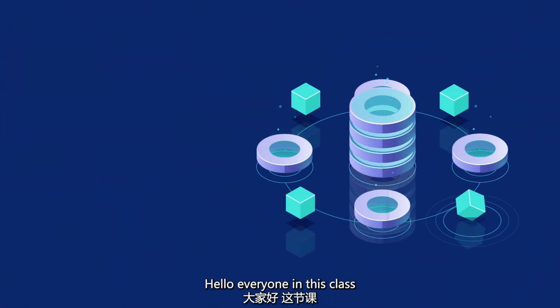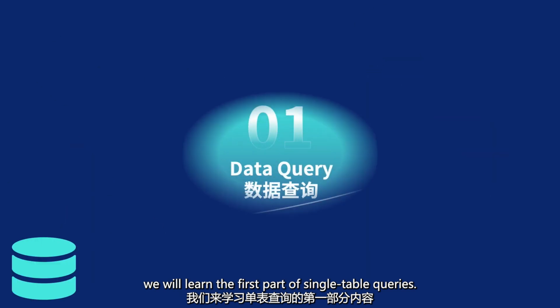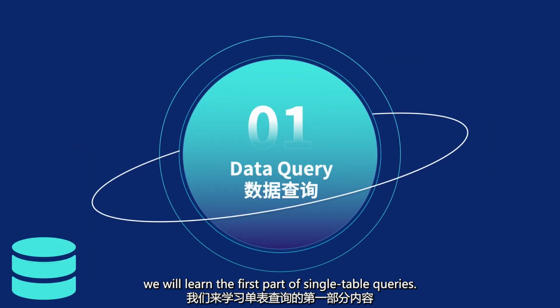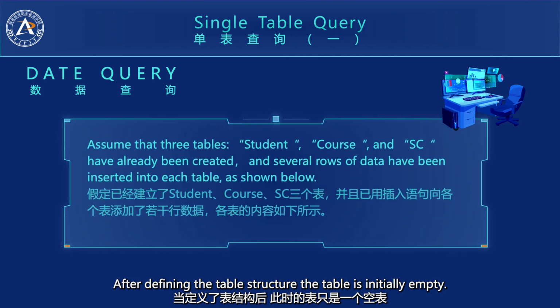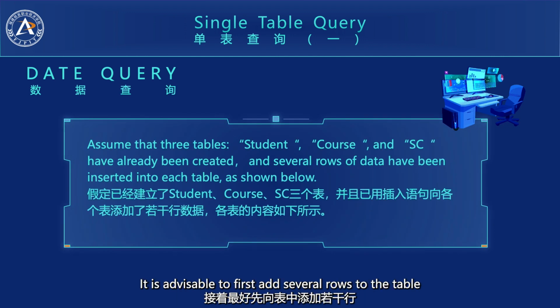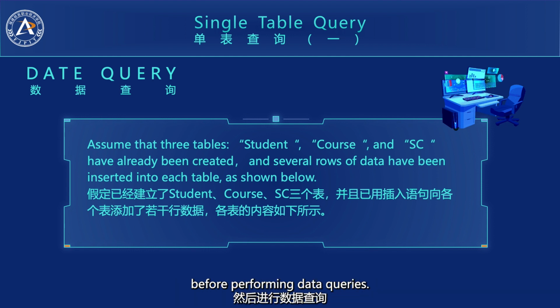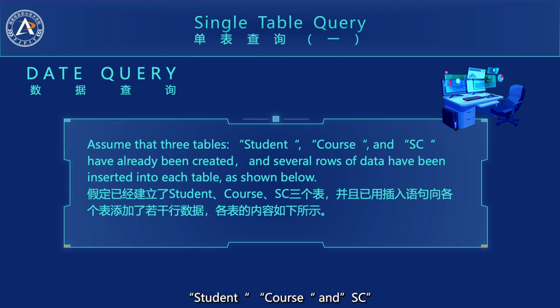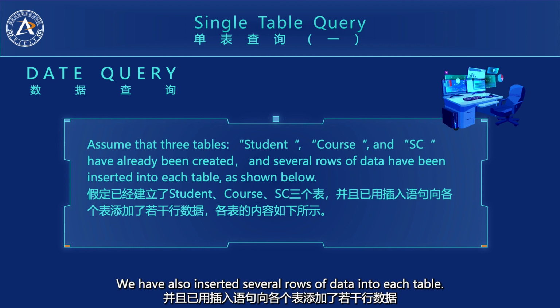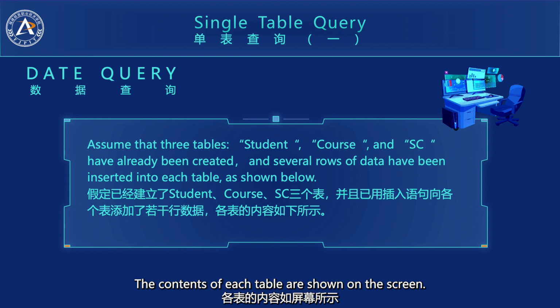Everyone, in this class, we will learn the first part of single table queries. After defining the table structure, the table is initially empty. It is advisable to first add several rows to the table before performing data queries. Let's assume that we have already created 3 tables: student, course, and SC. We have also inserted several rows of data into each table. The contents of each table are shown on the screen.